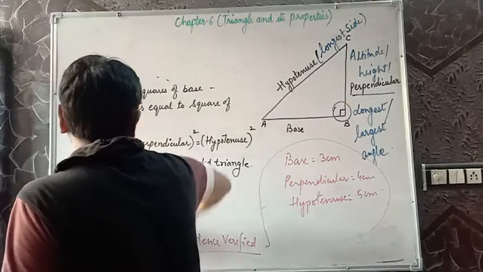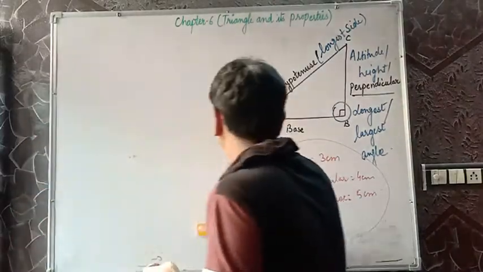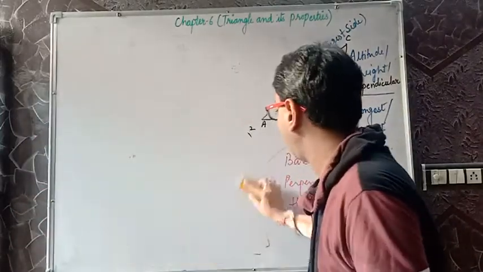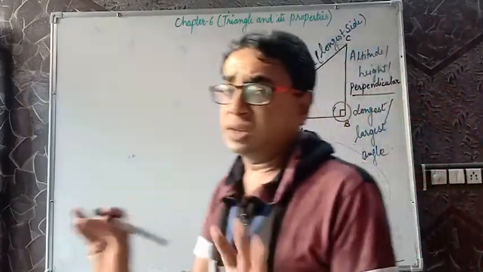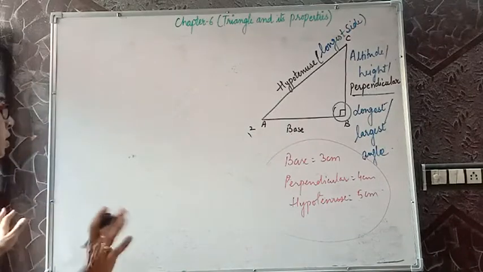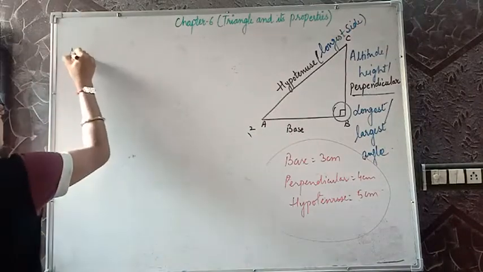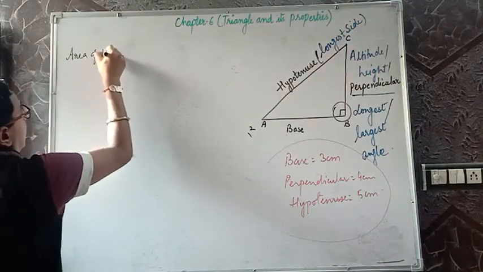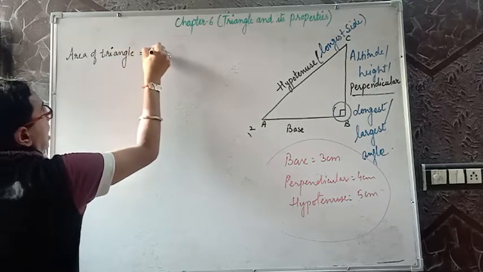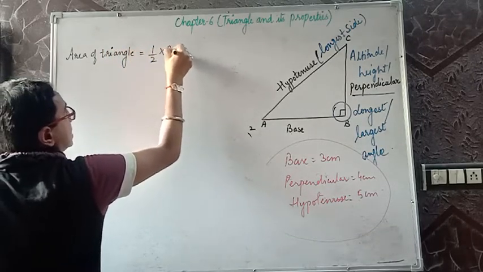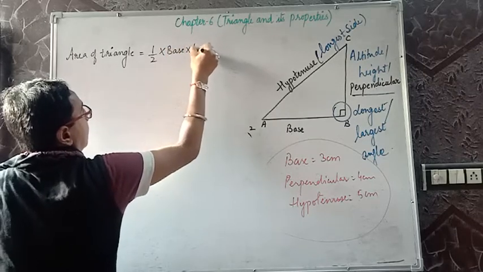You'll see the area of triangle formula different in higher classes, which is also known as Heron's formula. That I'm not going to discuss here. It's a big term for you right now. So for you, area of a triangle is equal to half into base into height.